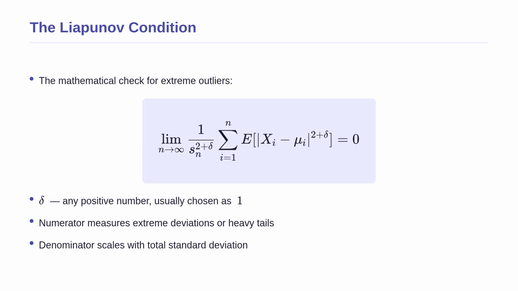This brings us to the core of the theorem, the Lyapunov condition. This formula might look intimidating, but conceptually, it is just a mathematical check. We usually set delta to 1, which means we are looking at the third absolute moment. The numerator sums up the extreme deviations or heavy tails of each individual variable. We then divide this by the total standard deviation raised to the power of 2 plus delta. If this entire fraction shrinks to exactly 0 as our sample size grows endlessly large, it guarantees that no single variable is dominating the variance.